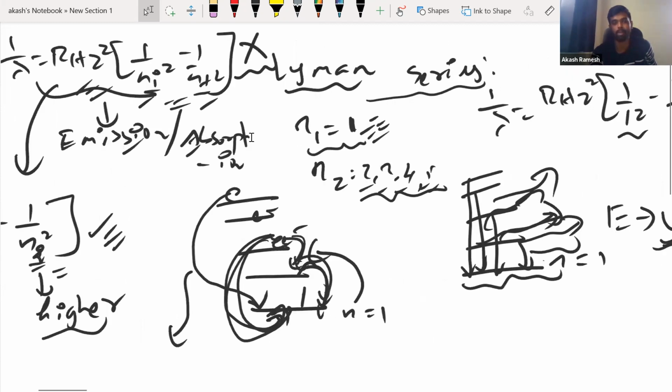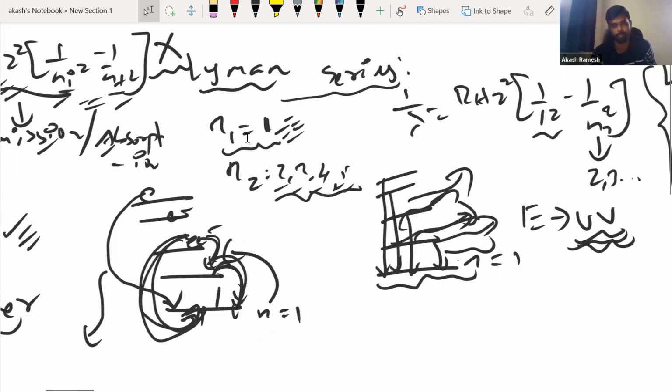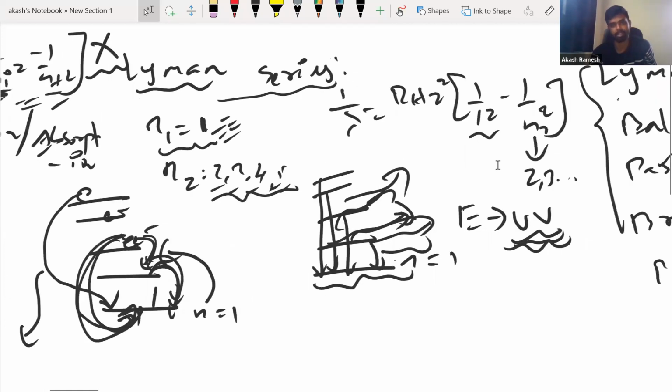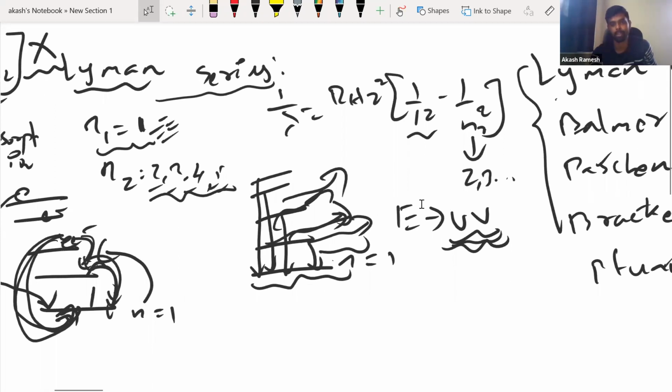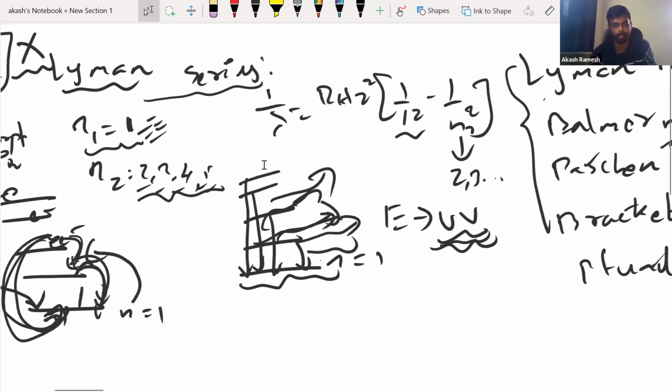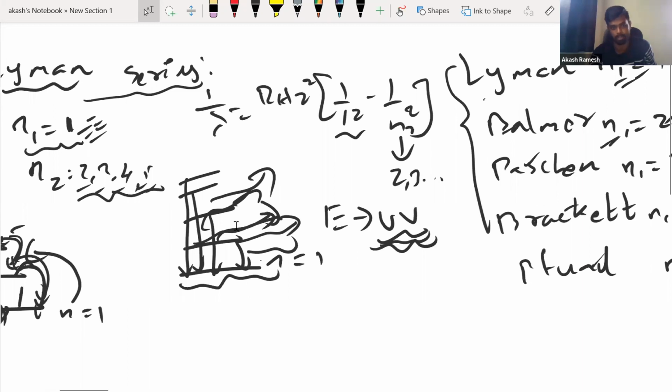First, starting with the Lyman series. I told you n1 is always 1. Wherever the electron starts from, it always ends up in the first level. You can see the diagram here, right? N1 is always 1, and n2 can be anything. It falls in the UV spectrum. Because the electron comes from a higher level to the lower level, you are going to see radiations, and for Lyman those radiations are UV.